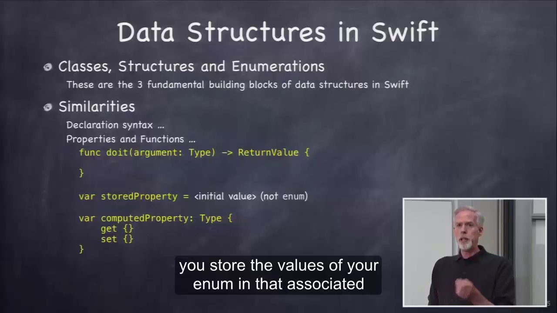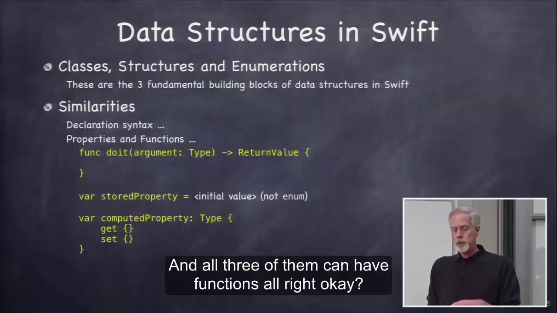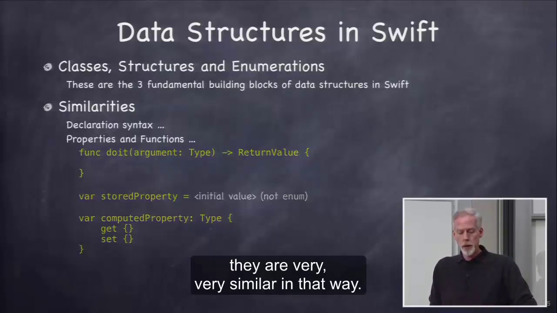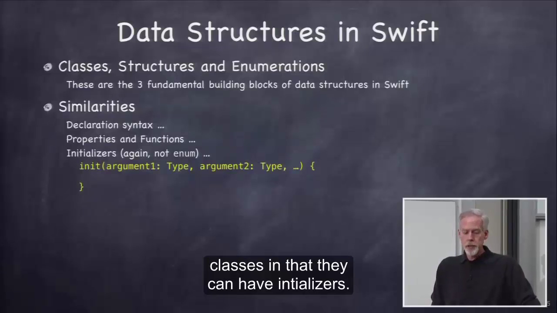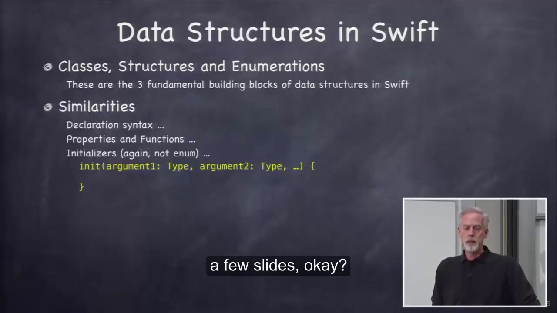You store the values in an enum in that associated information, but they can have computed properties. Okay, and all three of them can have functions. Right? Okay, so it's important to understand. So they're very, very similar in that way. They're also similar, at least structs and classes, in that they can have initializers. And we're going to talk about initializers in detail in a few slides.